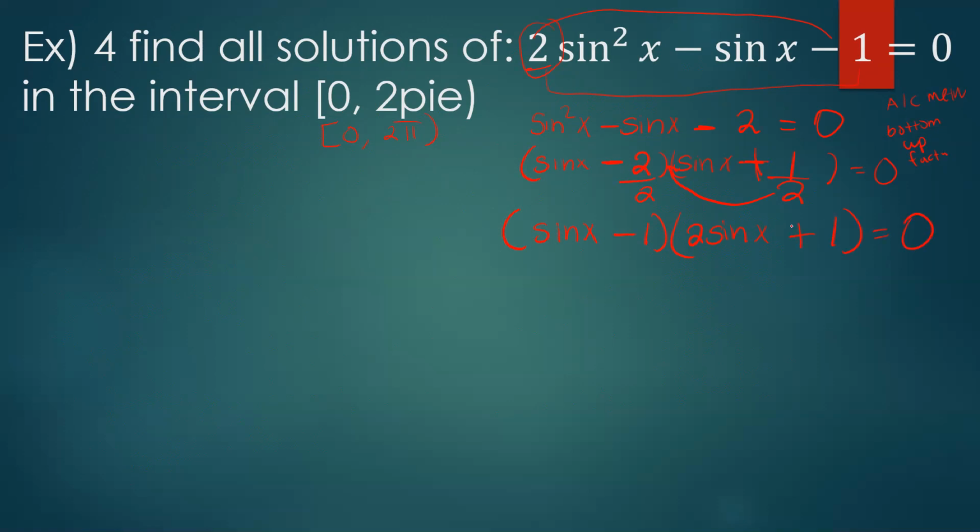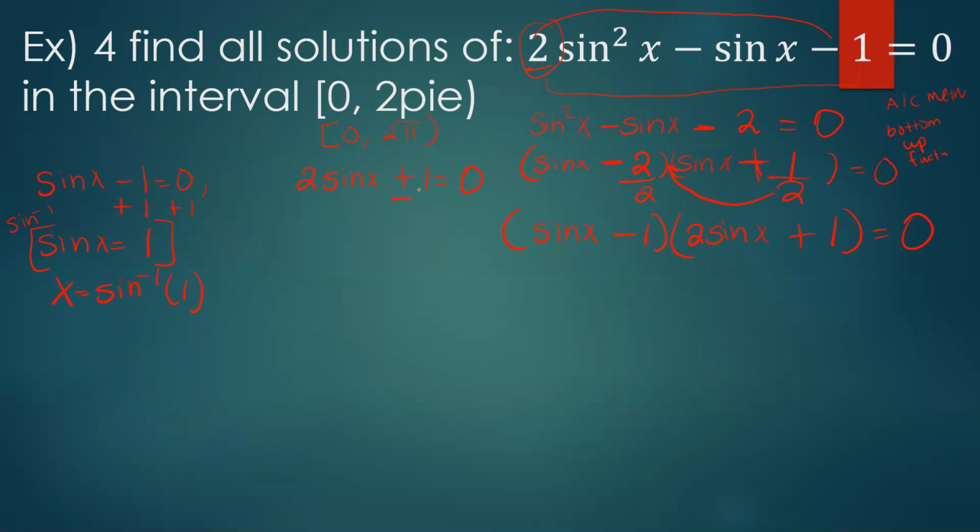Then you can set each equation to 0 and solve for x individually. So go ahead and do that. The first equation would be sine of x minus 1 equals 0, and my other equation would be 2 sine of x plus 1 equals 0. Go ahead and add 1, add 1. So this would be sine of x equals 1. You could stop here, or you can go one step further, taking the inverse sine of both sides. So this would be x equals sine inverse of positive 1.